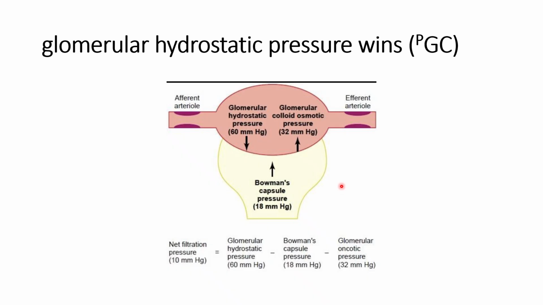Now, if we go into numbers, the hydrostatic pressure inside the glomerulus is 60, which is the main force responsible for filtration. And this hydrostatic pressure of 18 and this oncotic pressure of 32 are the opposing forces. So the net filtration pressure is this minus these both. That is 60 minus 18 minus 32, that comes out to be 10. And this can also be represented by this term PGC.